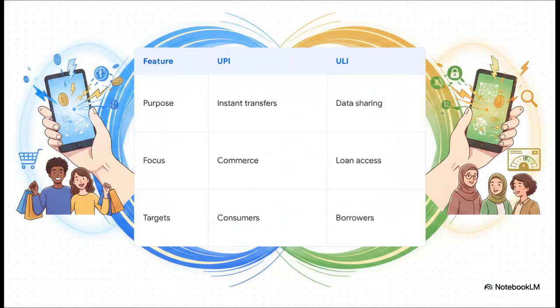Because ULI and UPI share a similar namesake and that same basic philosophy of digital democratization, I think it helps to anchor our understanding by comparing them directly. The distinction is very clear. UPI's primary purpose is instant money transfers and payments, right? It focuses on daily commerce for consumers and merchants. ULI, on the other hand, is all about seamless data sharing for credit appraisal. Its focus area is financial inclusion and loan accessibility, and its key players are the borrowers, the lenders, and the data providers.